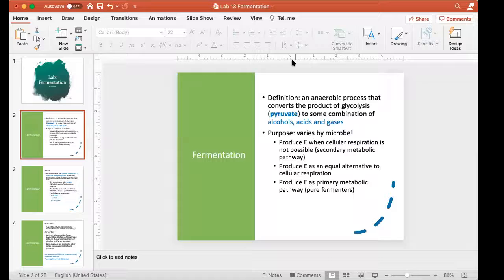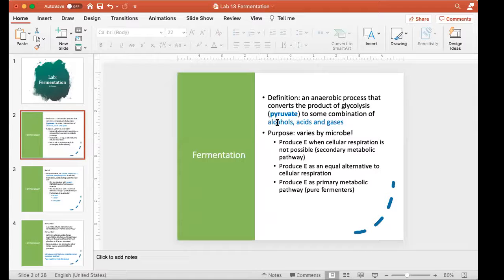If oxygen's around, the pyruvate's going to go down the cellular respiration pathway. If oxygen's not around and the organism is able to, it'll take the pyruvate and it will ferment instead. So glycolysis is the first part, if you will, of fermentation. It's also the first part of cellular respiration. It's that pyruvate molecule that's key.